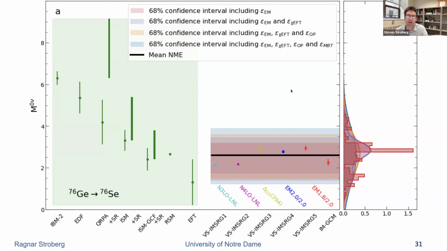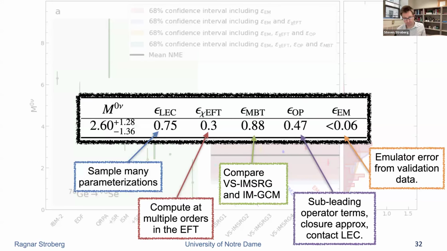So we can combine all of the different sources of uncertainty, and we can get a distribution, because we're sampling from this non-implausible volume, and we can generate an error budget. So here is now the double beta decay matrix element with an uncertainty, and we can see how the various sources contribute. So this is the error due to the low energy constants, because we're sampling through this non-implausible space.